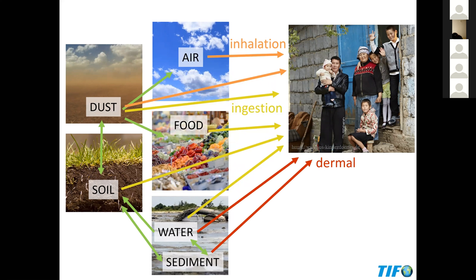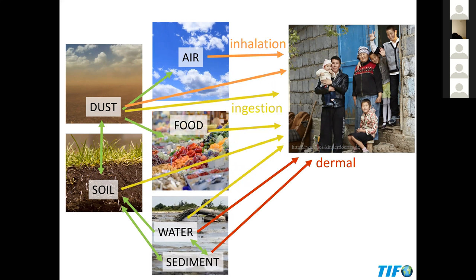Now, another thing to consider is that all of these environmental matrices don't exist in isolation. And so we see that there's interaction between them. Soil is an important contributor to airborne dust. Dust can be deposited on our foods, and we can end up consuming contaminants that way. Contaminated water can influence soil. There's an interaction between sediment, soil, and water. This could get a lot more complicated. So we just need to understand that these things don't exist in isolation.